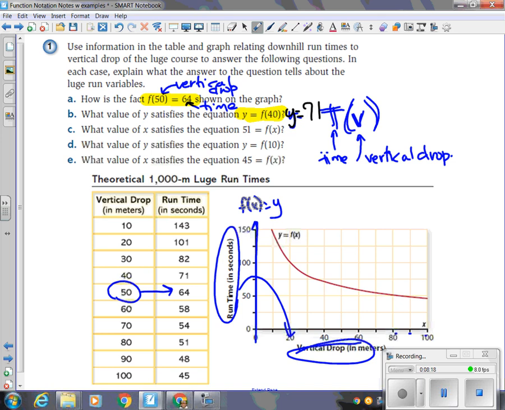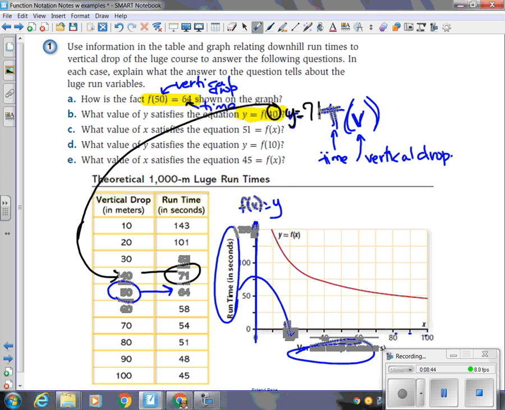Is he right? Because this is a vertical drop, so I'm going to go to a vertical drop of 70. Whoops, sorry, 40. I was looking at the wrong one. I was thinking of the answer. And then the answer is what? Does everybody see how I got that? What I'm doing is taking notice of what's in the parentheses and what the equals is. Does everybody see what we're doing?